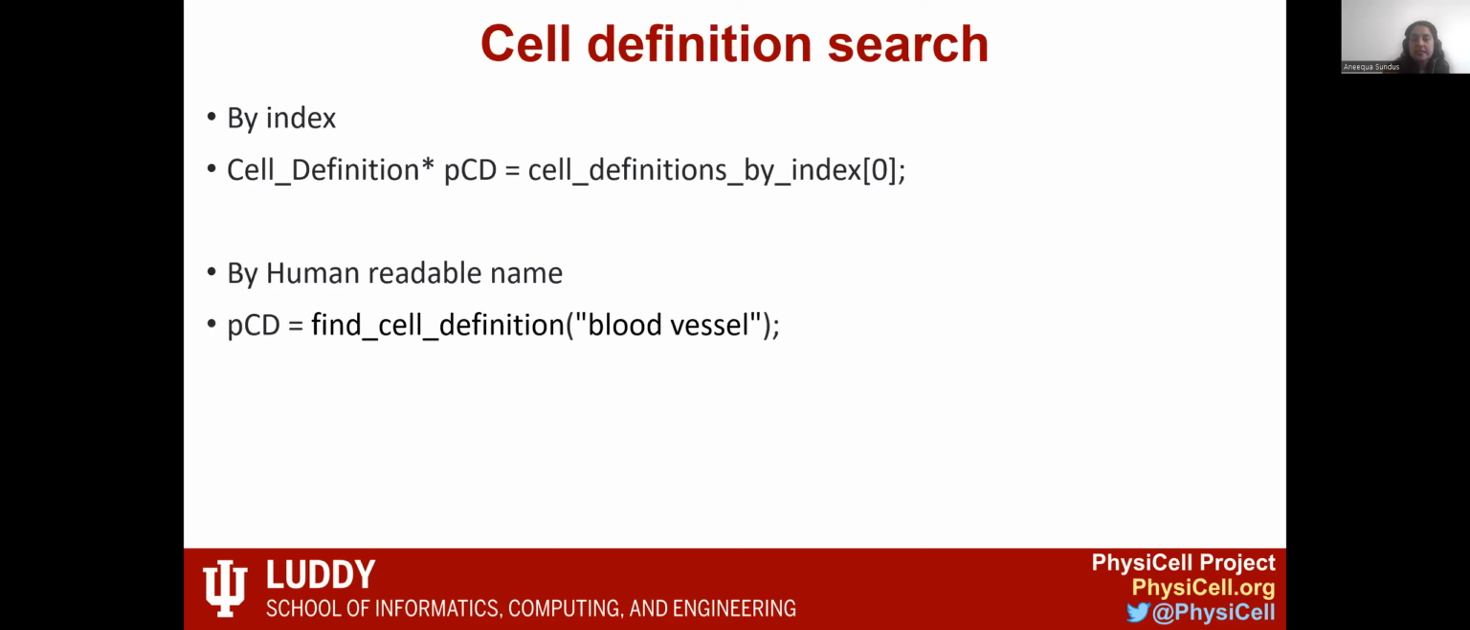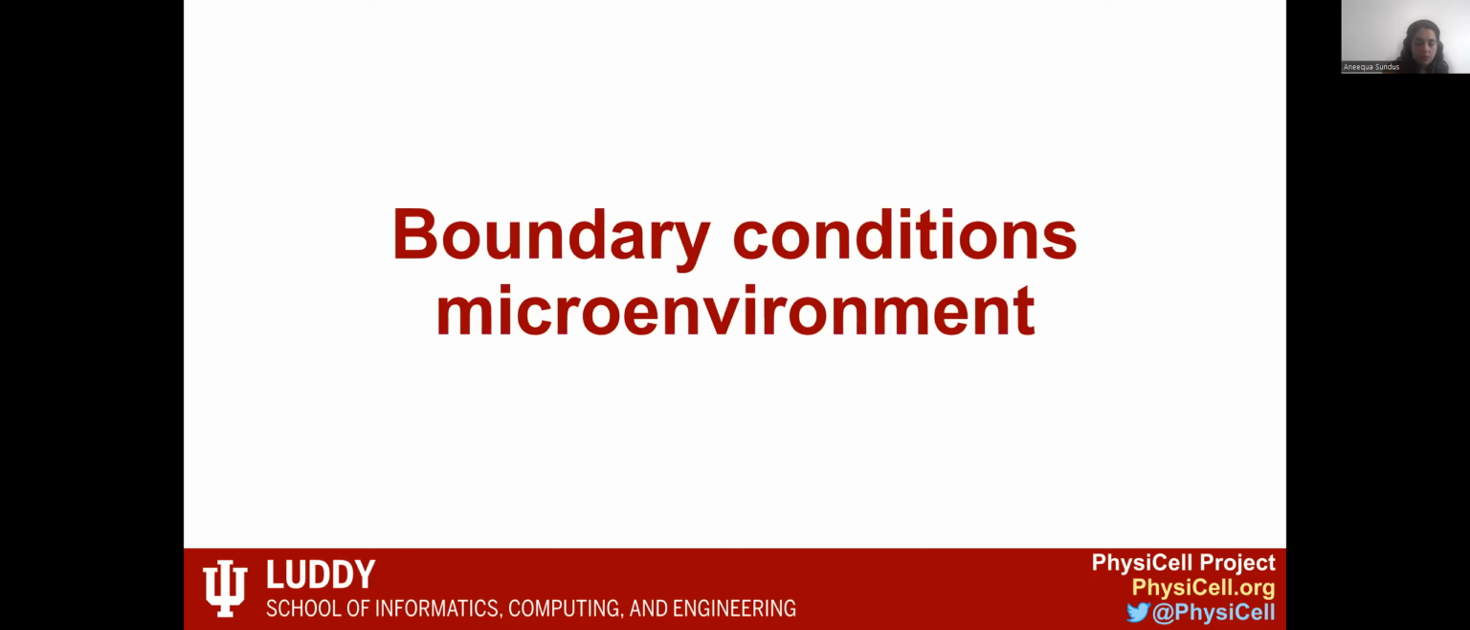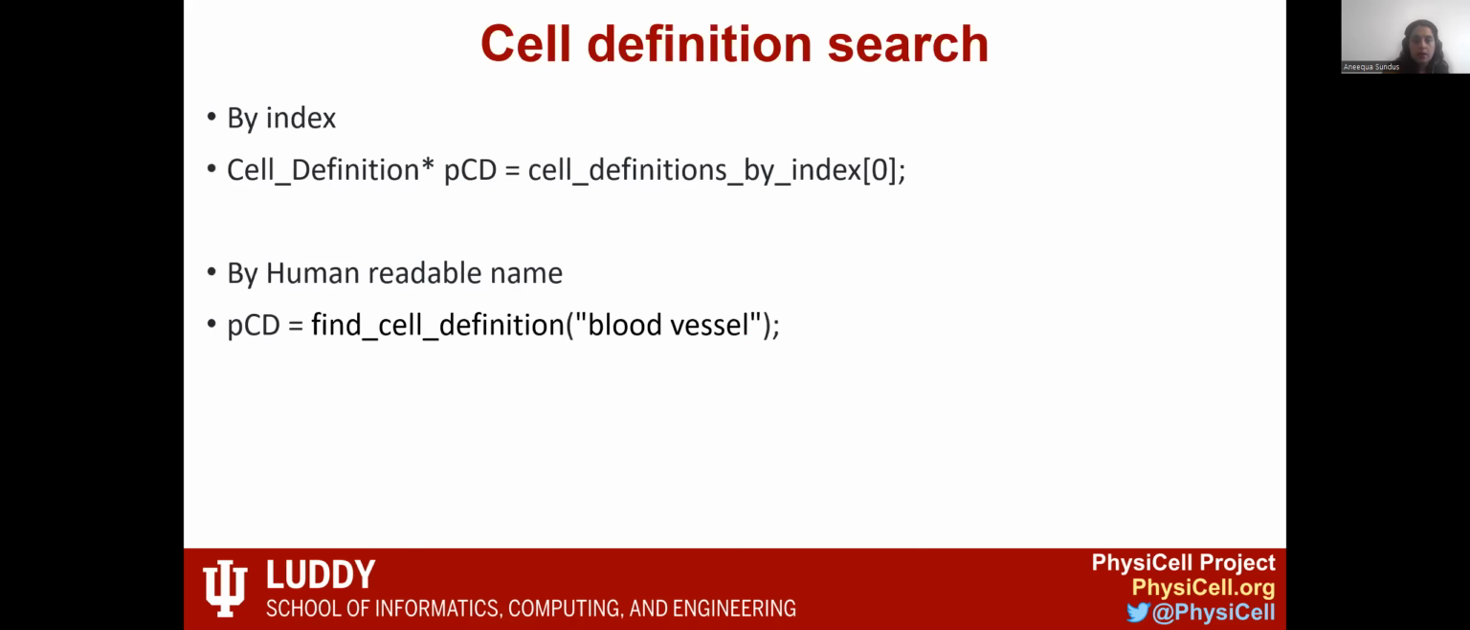Next thing is cell definitions. You can access them by index. Here, I can see an error, just like this is a variable, and in that case, I shouldn't have 0 here. I should have more than 0 because it's returning a vector. But we can access the cell definitions by index, or we can access the cell definitions by name.